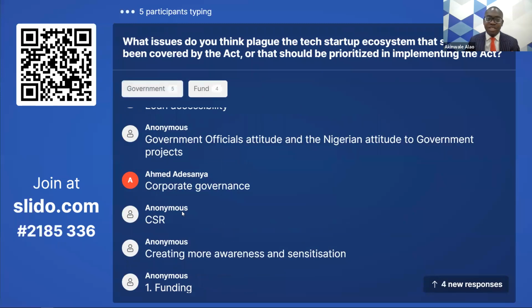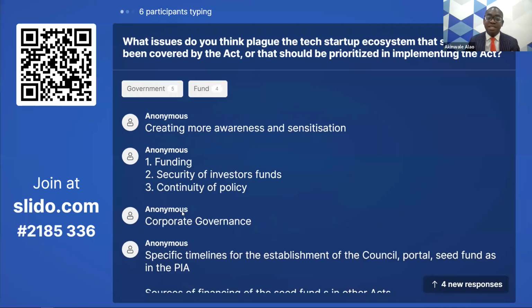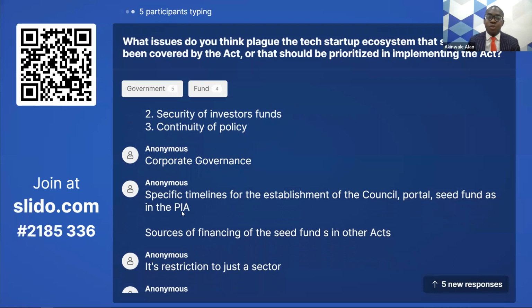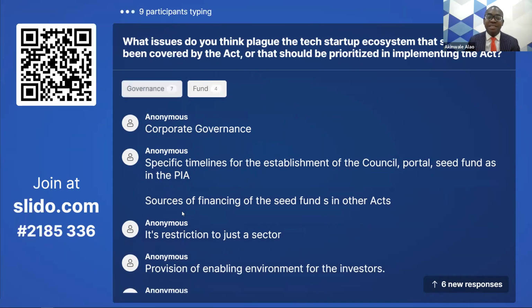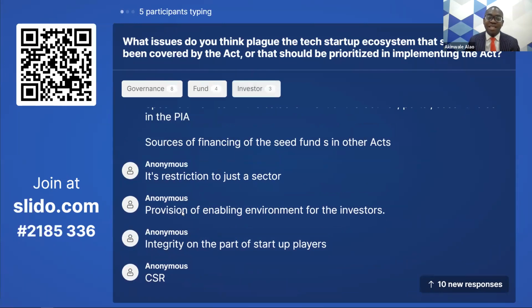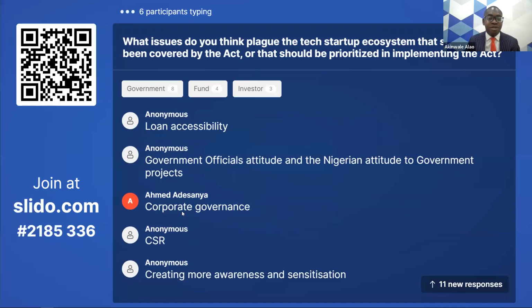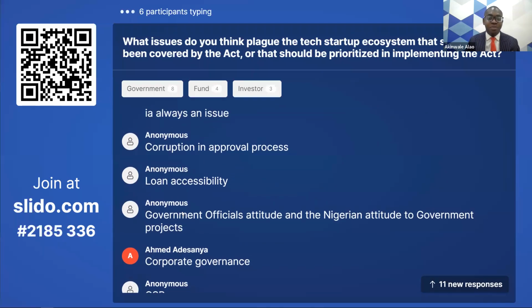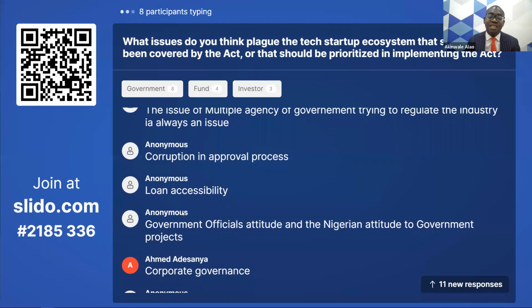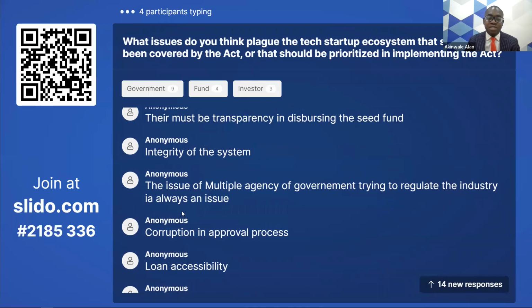Funding is addressed. Funding is addressed in the act. Security of investors' funds, continuity of the policy. Well, it's a legislation, so I think that gives more certainty. It can only be amended by the legislature. Specific timelines for the implementation. I think Oswald had touched on that, and all of us need to contribute in demanding that implementation. Corporate social responsibility, loan accessibility. There is funding available under the startup seed fund. So I think that should address the issue of funding, corruption in approval process.